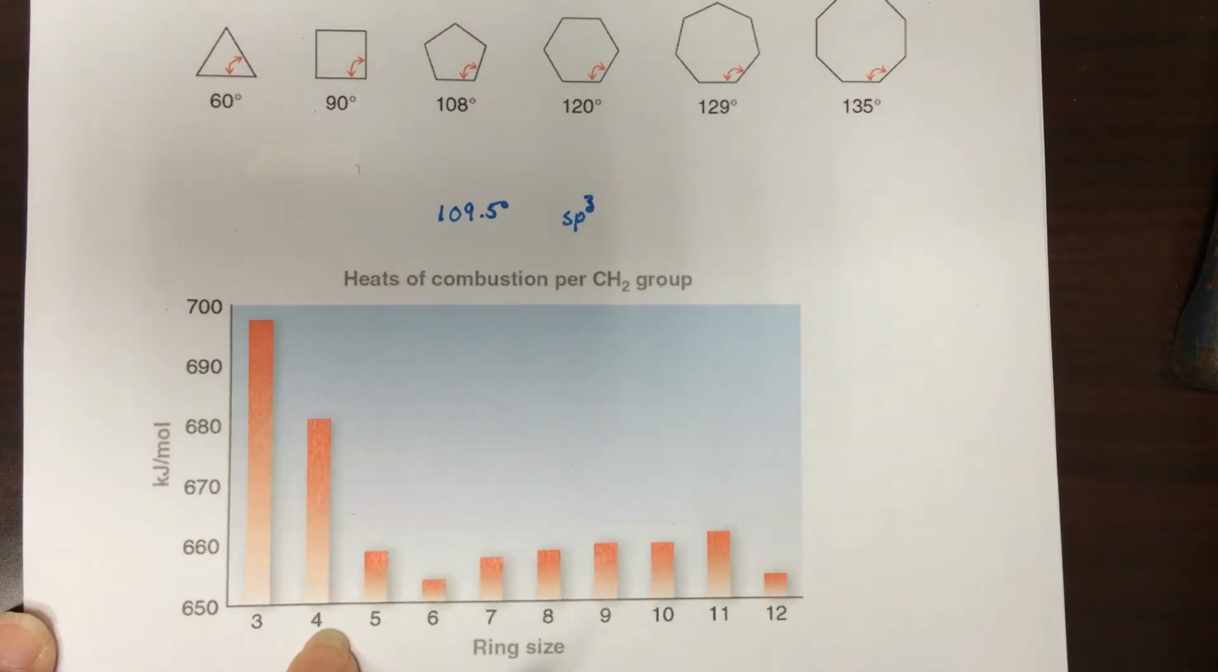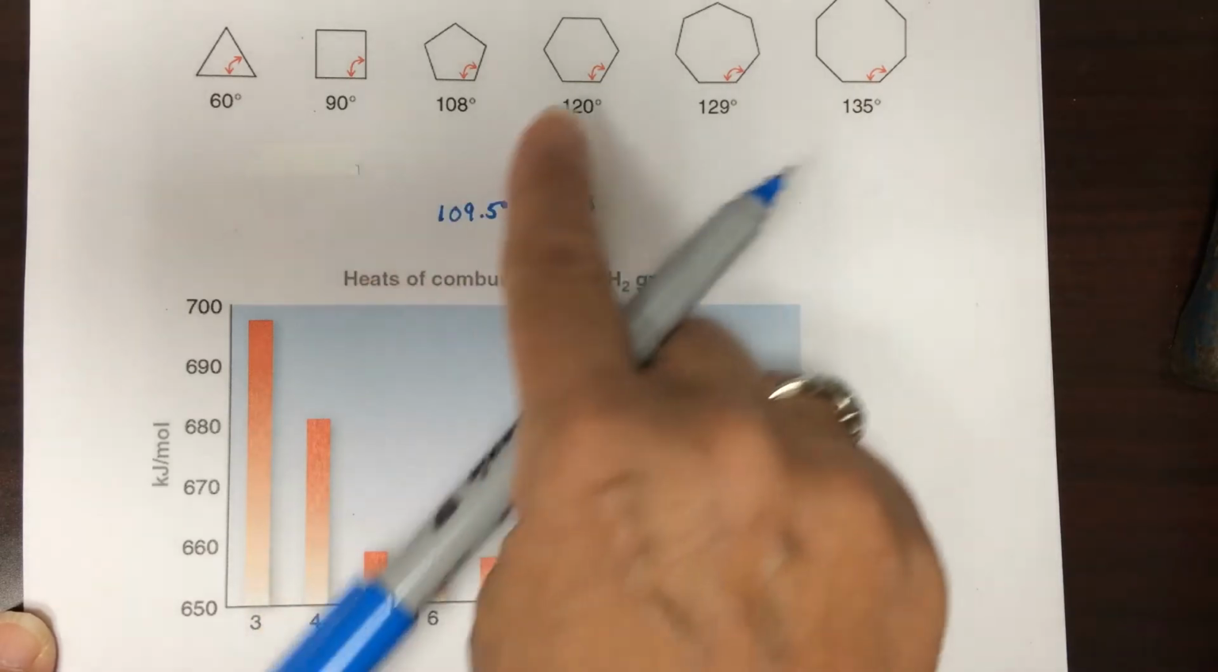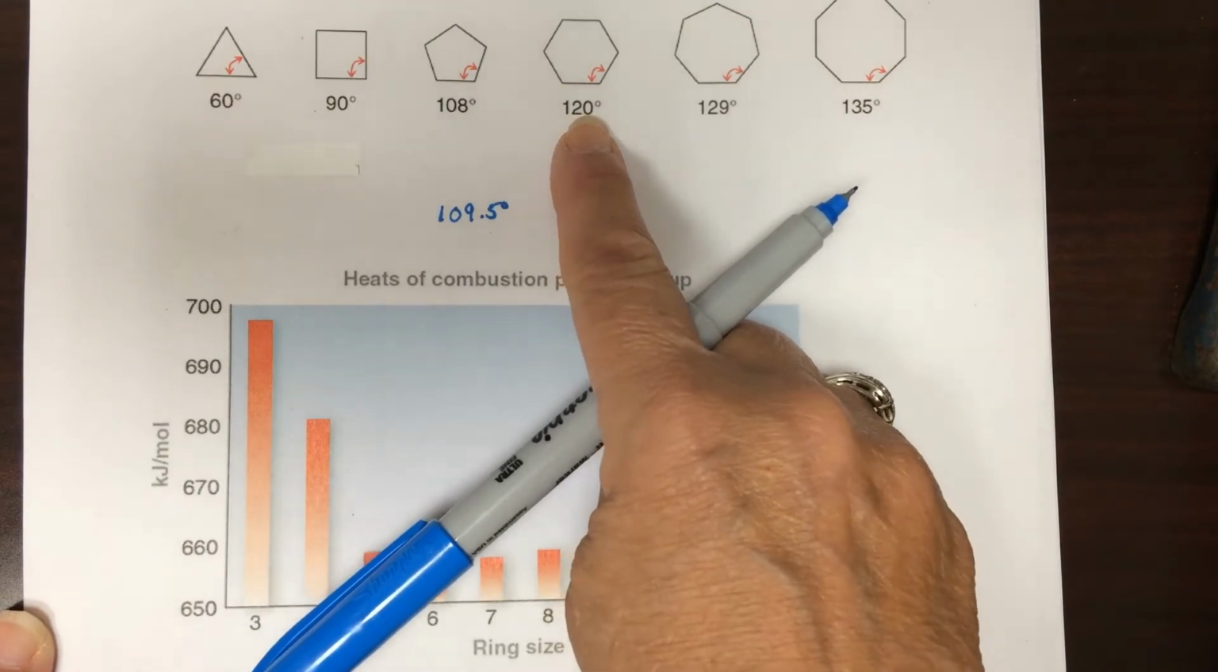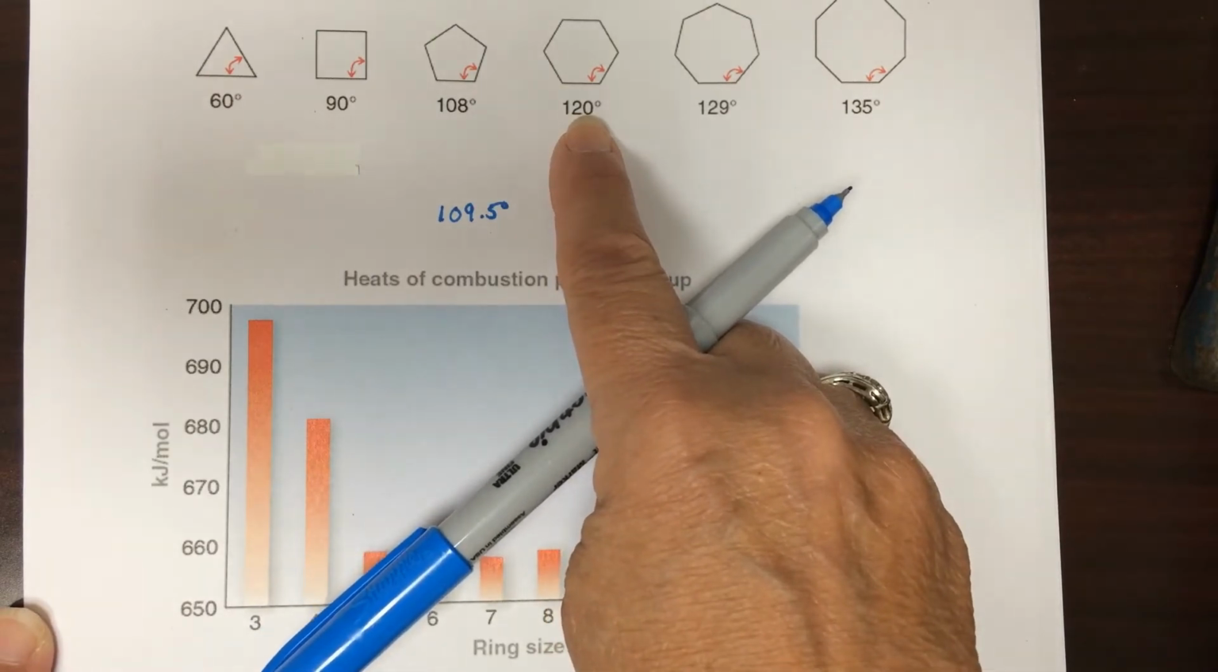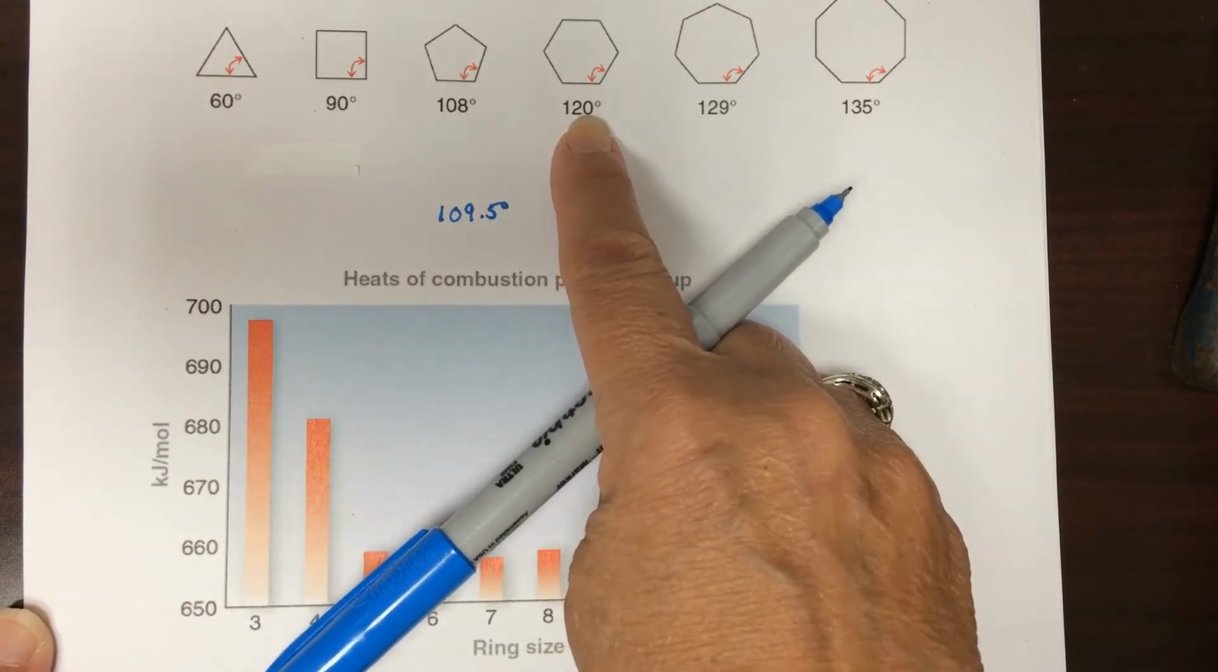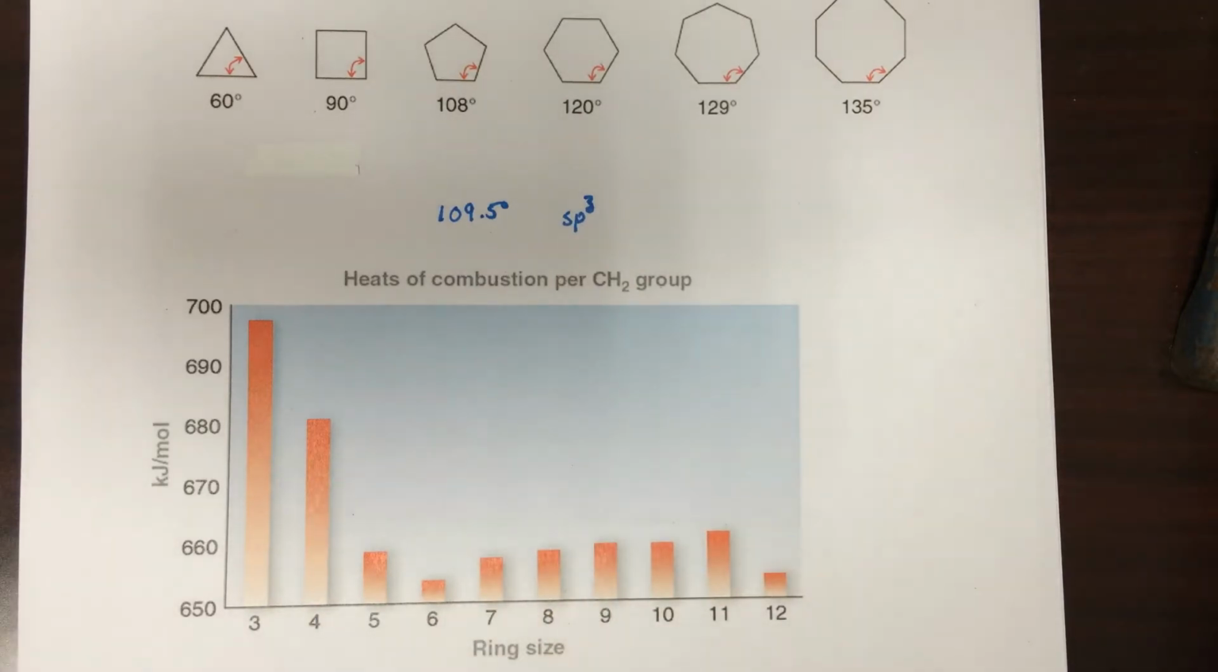4 carbons is a little better, but 5 is really good. And 6 is our lowest, most stable form. When we look up here, we see a 6-membered ring has an angle of 120. However, the ring is not flat, and that's why it's the most stable.